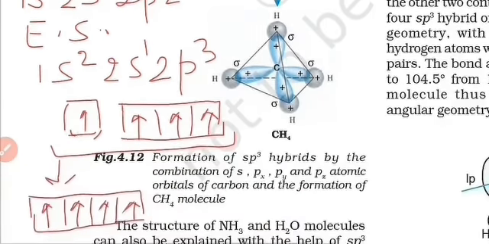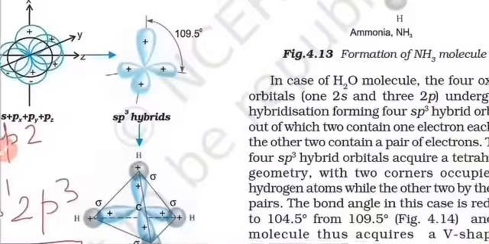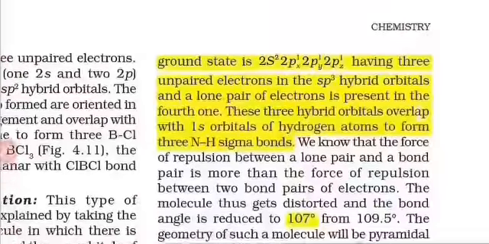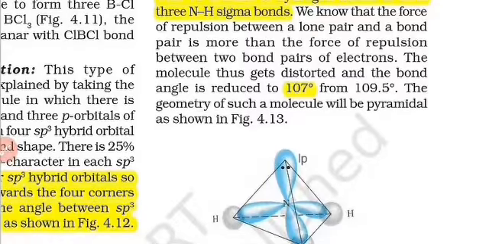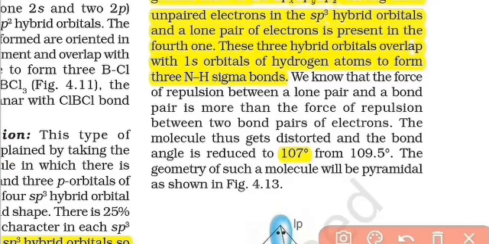Now let us understand hybridization in ammonia molecule. In ammonia, nitrogen is the central atom and its ground state configuration is 1s2, 2s2, 2p3. All the p orbitals are singly occupied, px1, py1 and pz1.